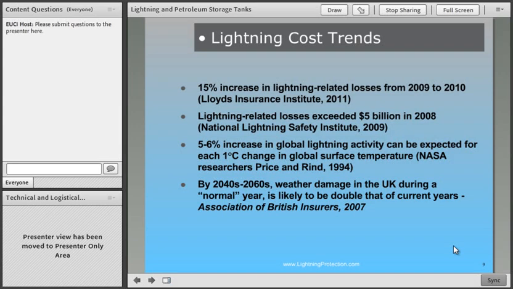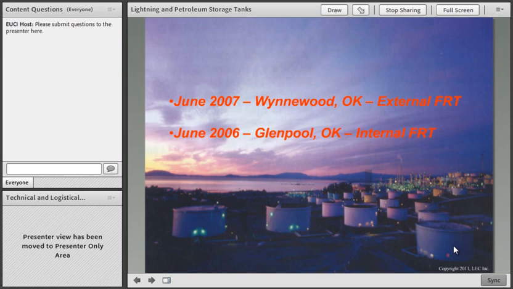And then lastly, according to the Association of British Insurers, in a few decades, the weather damage during a normal year is likely to be double that of recent history.